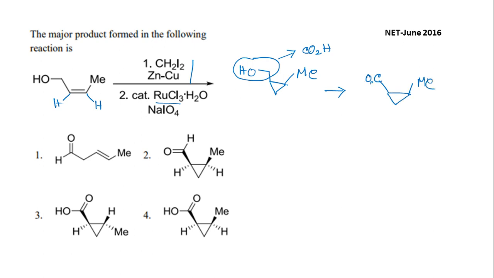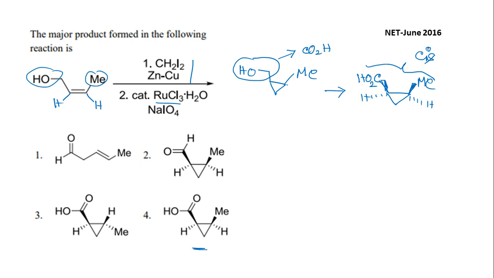Now if it is CO2H, look at the options. CO2H and methyl are cis to each other. That you can find only in this option, because stereochemistry is not disturbed. These two groups, initially they are on the same side, finally also they will be on the same side. And these two are hydrogen. If I write the stereochemistry, these two are above the plane.